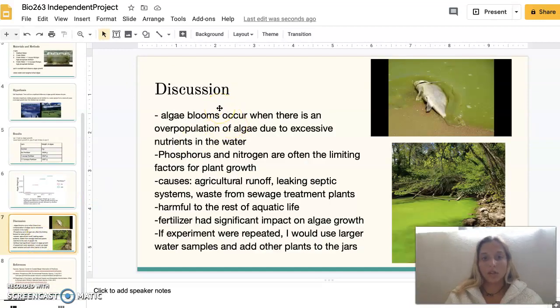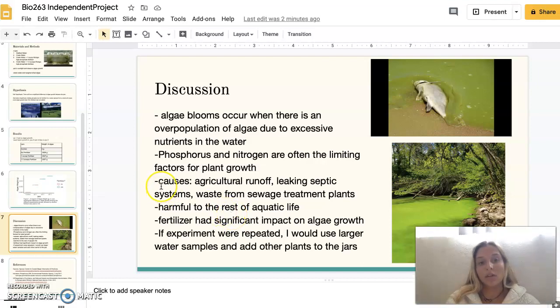So my discussion: again, algae blooms occur when there's an overpopulation of algae due to excessive nutrients in the water. And the reason I used phosphorus-rich fertilizer is because phosphorus and nitrogen are 2 crucial ingredients for life, and they're often the limiting factors for plant growth. So when there are high levels of phosphorus or nitrogen, or both, in the water, there's nothing stopping the algae from just continuing to grow. So if there's extra in the water, they'll just keep using it and keep growing.